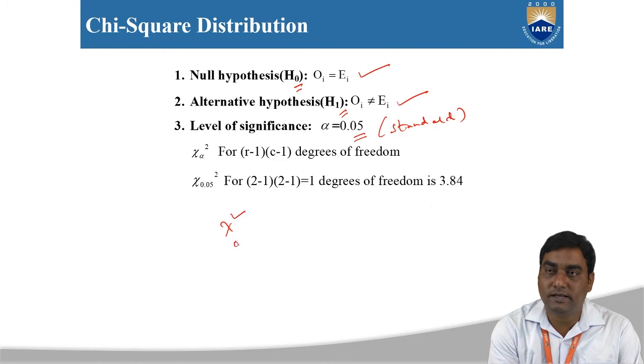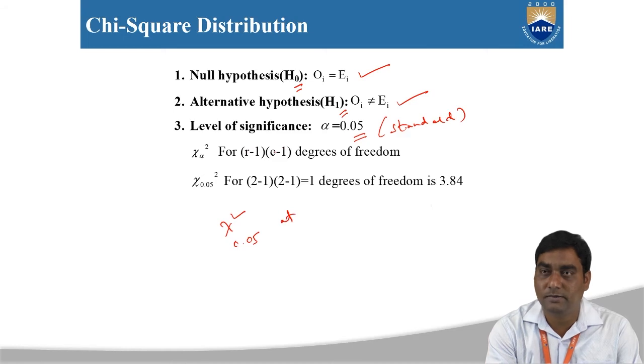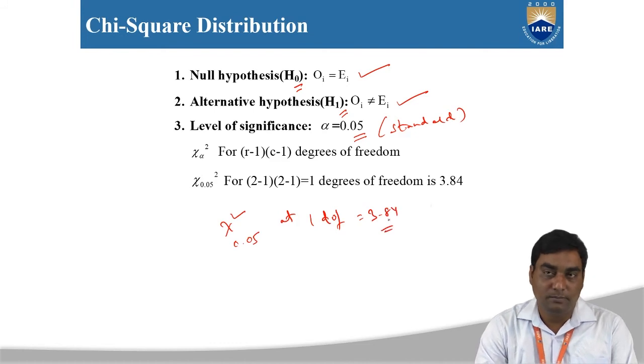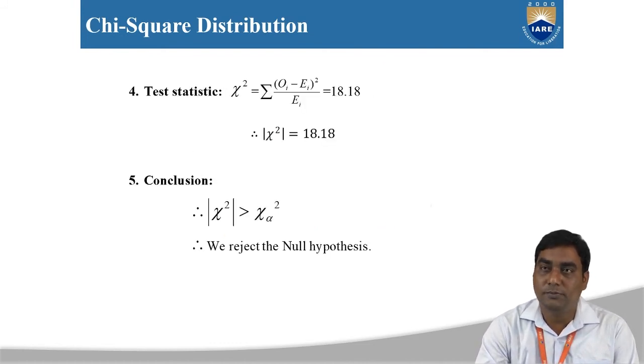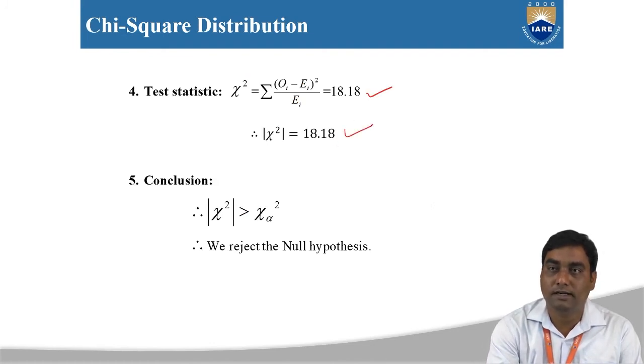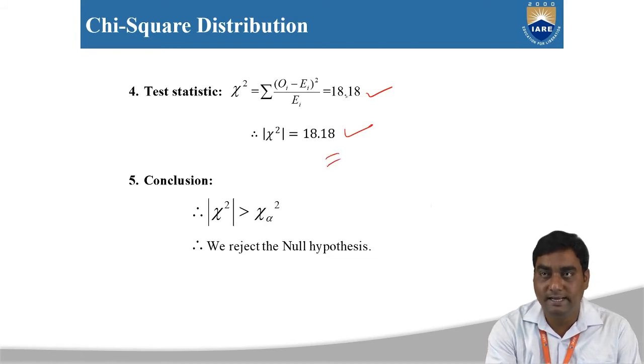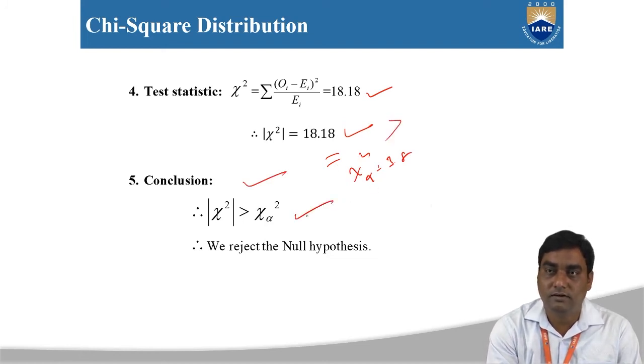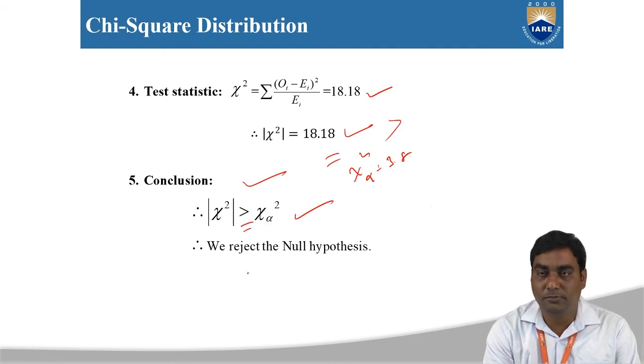Now we choose chi-square alpha at (r minus 1)(c minus 1) degrees of freedom, where r is the number of rows and c is the number of columns. At 1 degree of freedom, it is 3.84, which we have seen in the previous problem. Step 4, the test statistic chi-square, we got 18.18. We take mod chi-square because if there is any negative, we take it as positive. And chi-square alpha is 3.84. So according to the conclusion, mod chi-square is greater than chi-square alpha, so according to the test of hypothesis procedure, we reject the null hypothesis.